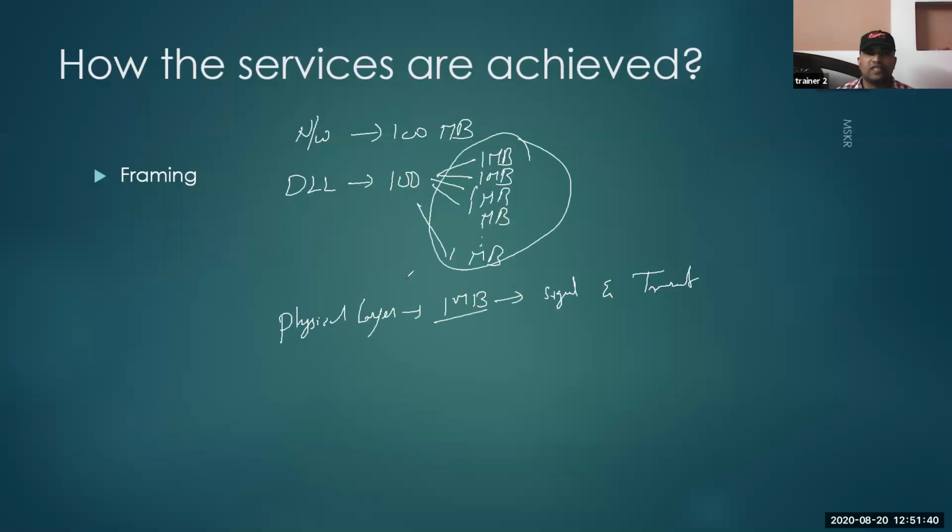So now it sends the first 1 MB signal, then immediately the second 1 MB signal, then immediately the third 1 MB signal, then the fourth 1 MB. Now on the receiving side, is there any mechanism in the physical layer to see from where to where is the first MB, from where to where is the second MB, and from where to where is the third MB, like that?